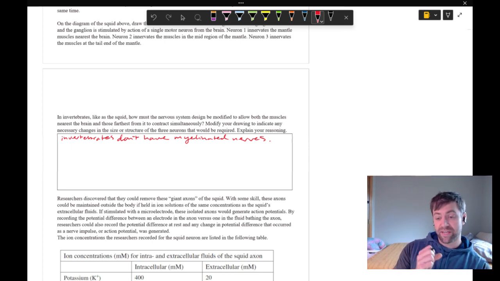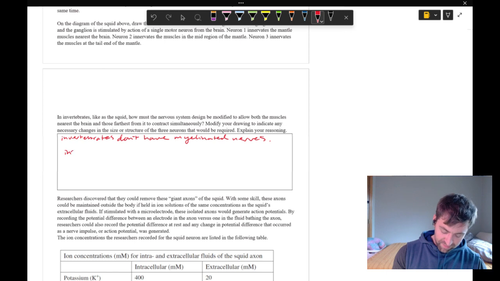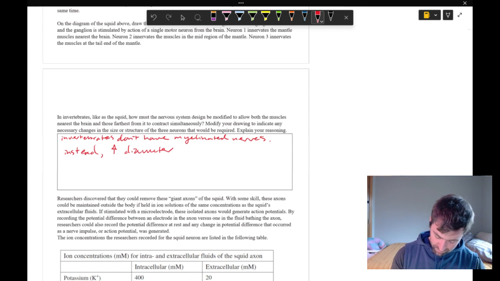Myelin, you will remember, is an insulating sheath around a nerve fiber that speeds up signal conduction. So without that, we have to use some other mechanism of speeding it up or slowing it down so that everything fires at the same time. And the way that we do this is by simply increasing the size of the neuron, increasing the diameter, for a faster action potential.